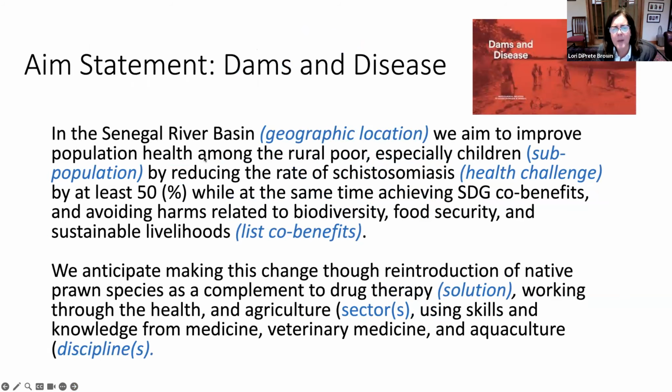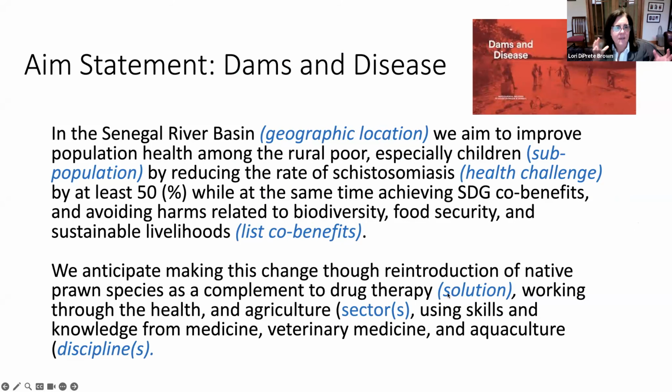We aim to improve population health among the rural poor, especially children, by reducing the rate of schistosomiasis by at least 50%, while at the same time achieving SDG co-benefits and avoiding harms related to biodiversity, food security, and sustainable livelihoods, right? We anticipate making this change through reintroduction of native prawn species as a complement to drug therapy.